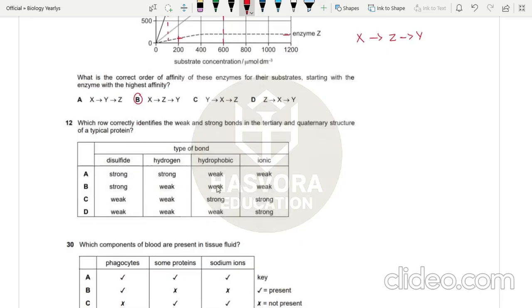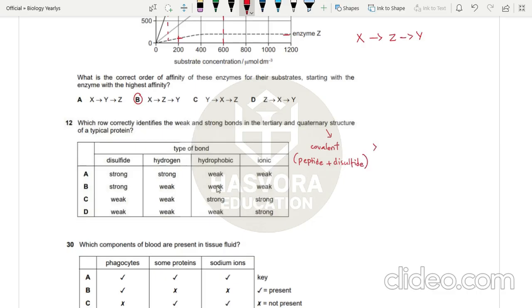Question 12 says which row correctly identifies the weak and the strong bonds in the tertiary and the quaternary structure of a typical protein. So we know that in the tertiary or the quaternary structure we have four types of bonds. One is the covalent, and in the covalent we have the peptide, or you can also say disulfide. They both are covalent, okay? So covalent bonds are the strongest.